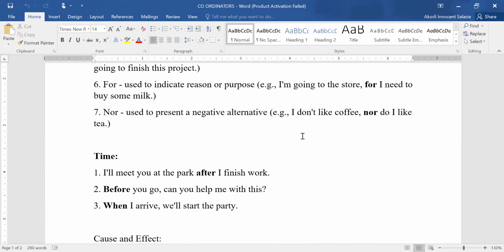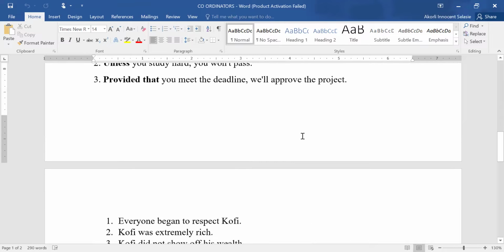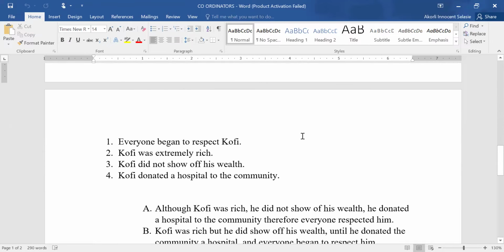Now, see, assuming that I have a sentence like this: everyone began to respect Kofi. Kofi was extremely rich. Kofi did not show off his wealth. Kofi donated a hospital to the community. What you must know is that the sentences that you are given to combine, you may not have to arrange them in the order in which you see the question.